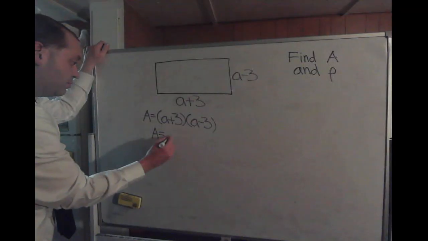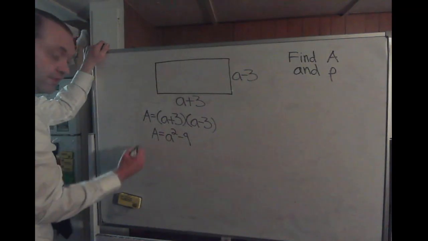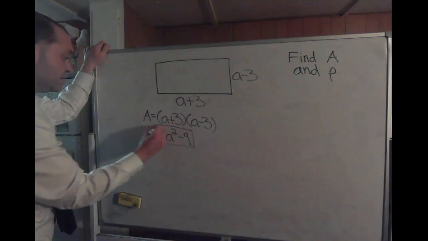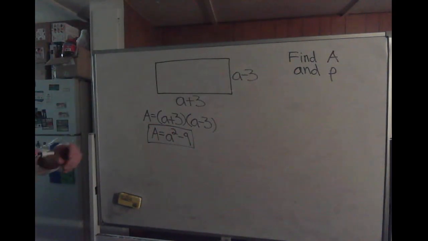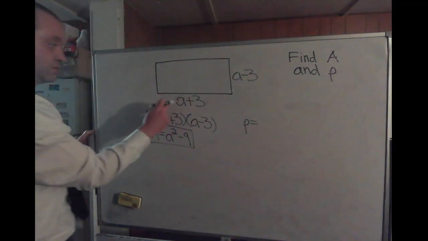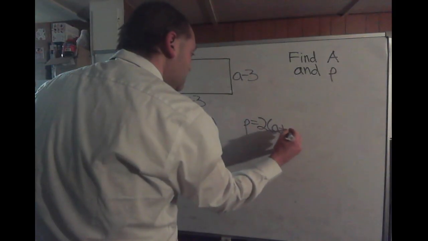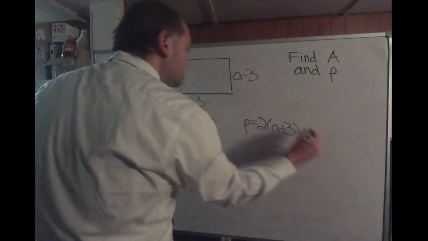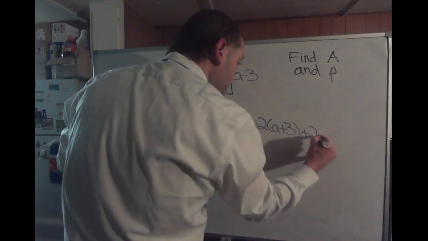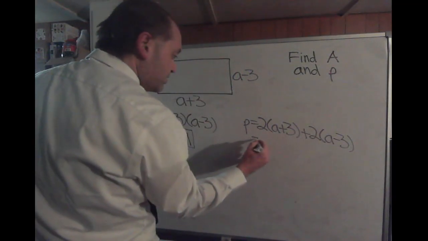So the area would end up being a squared minus 9, since it's a perfect square binomial. So the area of this rectangle is a squared minus 9. Now we just need to find the perimeter, which is equal to 2 times the a plus 3 side, plus 2 times the a minus 3 side, which will do all our distributive property.